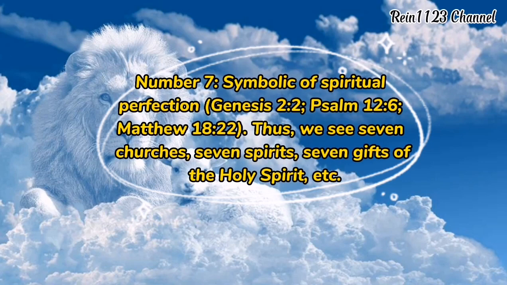Number 7. Symbolic of spiritual perfection. Genesis 2:2, Psalm 12:6, Matthew 18:22. Thus, we see 7 churches, 7 spirits, 7 gifts of the Holy Spirit, etc.